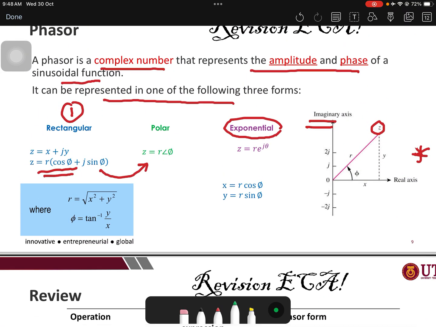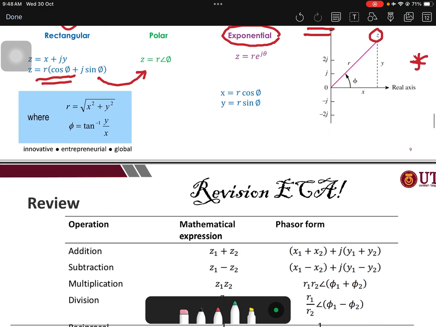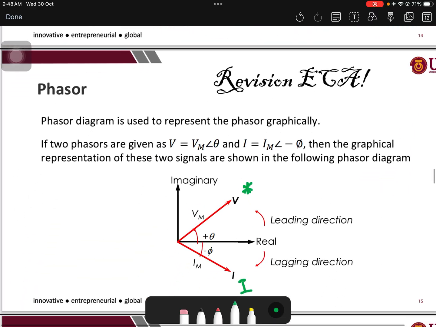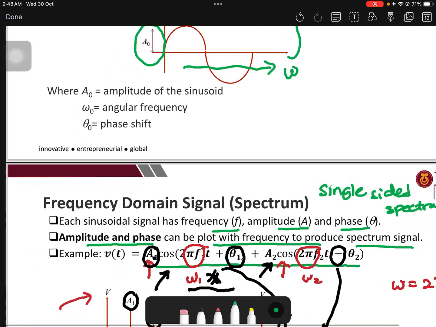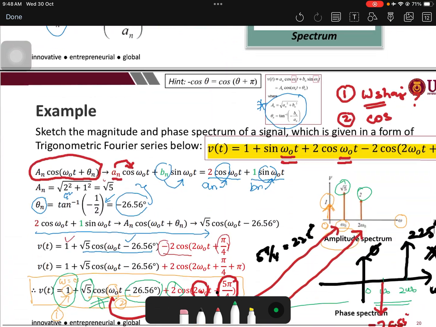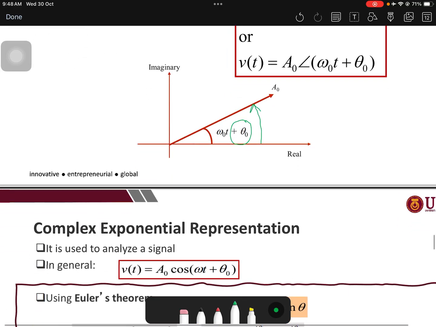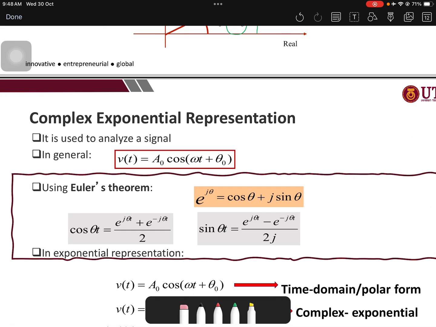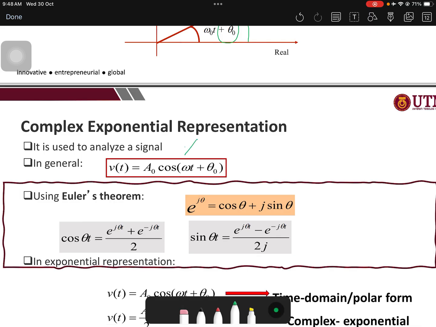So you have the polar, you have the rectangular, and you have the exponential. For the exponential, you can convert the signal from trigo to the exponential. Alright, so in general, we know that this is your signal, the signal representation in the trigo.